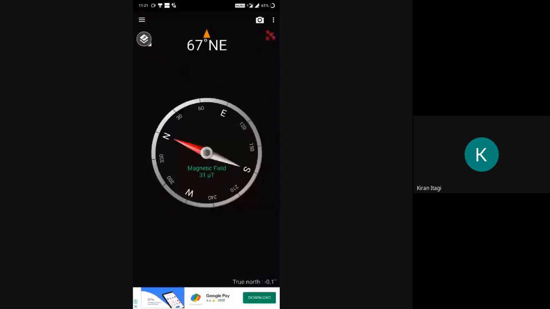This is how, with the help of this prismatic compass, we will take the angles, or we will call it bearing, magnetic bearing angles. So I hope you have got some idea how the prismatic compass works.